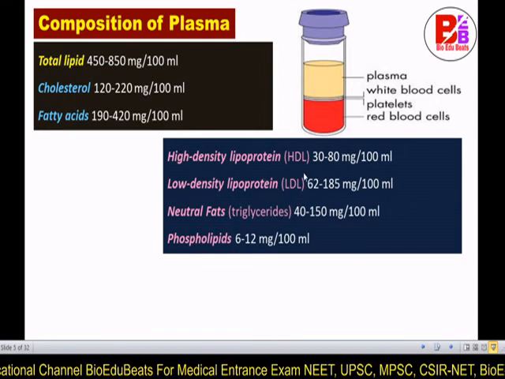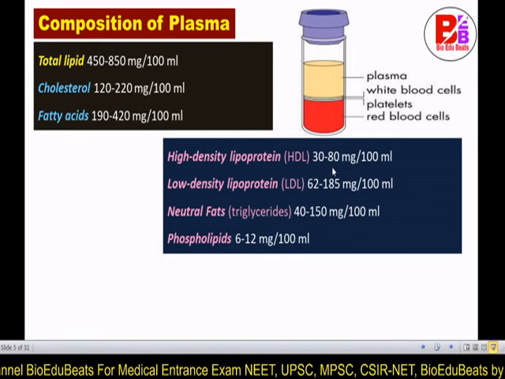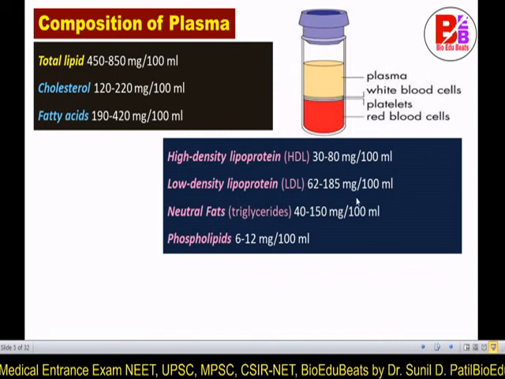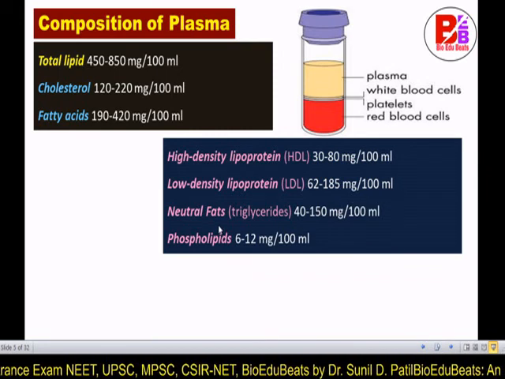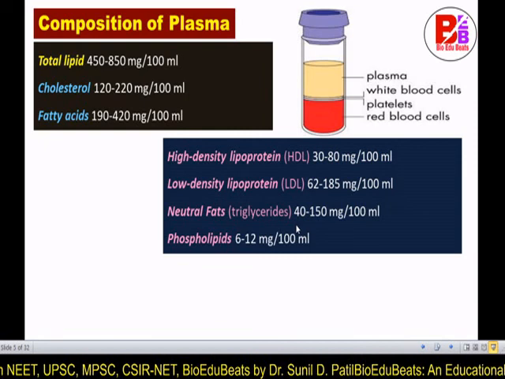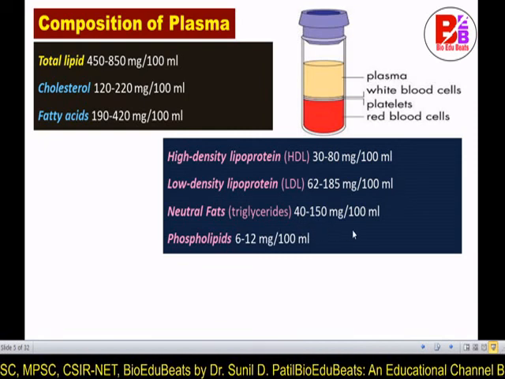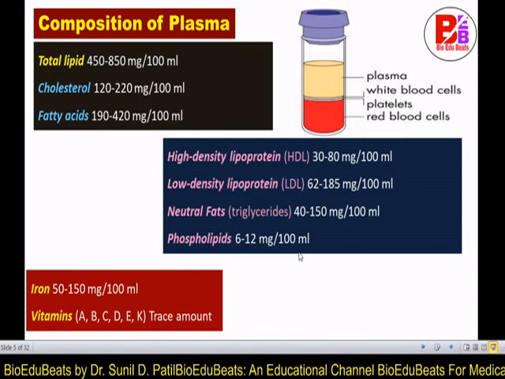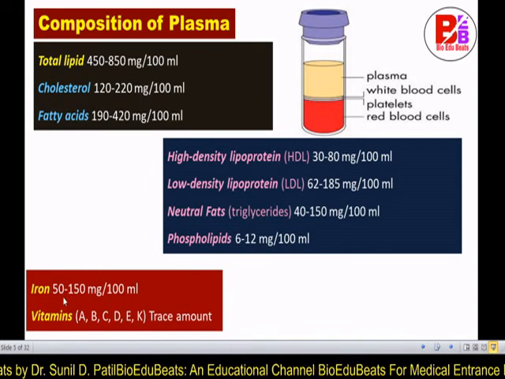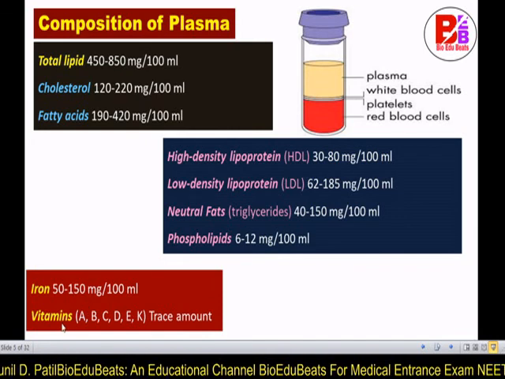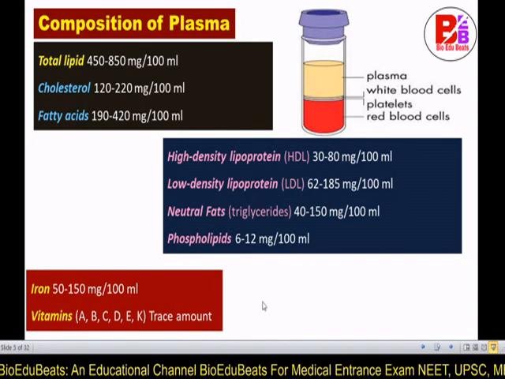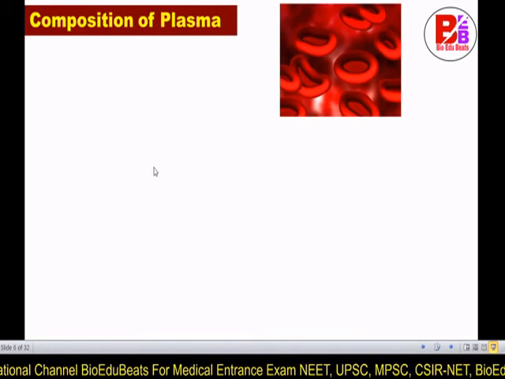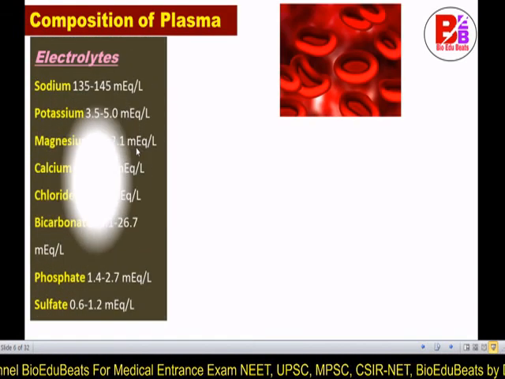High density lipoprotein normal range is 30 to 80 milligram per 100 ml, and low density lipoprotein is 62 to 185 milligram per 100 ml. Neutral fats, mostly in the form of triglyceride, are 40 to 150 milligram per 100 ml, and the phospholipid 6 to 12 milligram per 100 ml. Iron in the plasma is 50 to 150 milligram per 100 ml of plasma, and all vitamins are in traces. The other constituents of the plasma include the electrolytes.